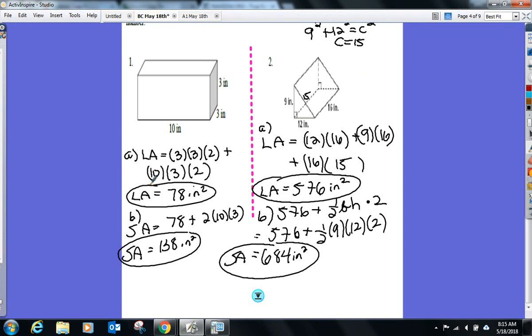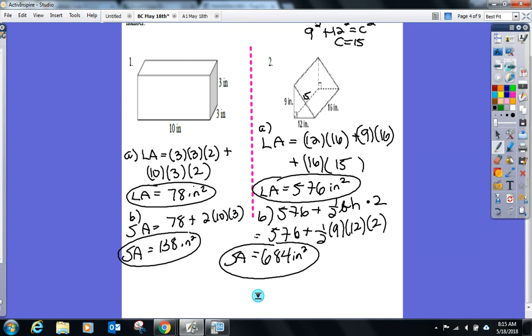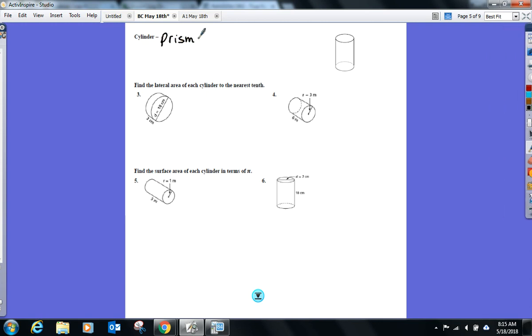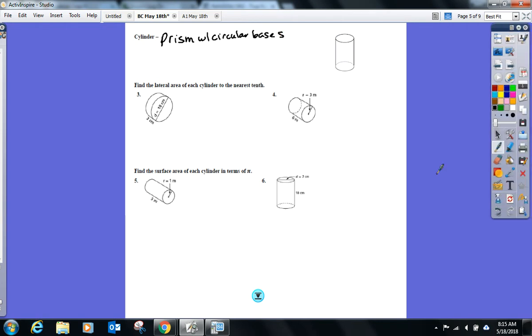Ready for a special type of prism? If the bases are circles. A prism where the bases are circular, that's a cylinder. All right? It's a prism with circular bases. And you guys are going to come up with the lateral area on your own. It's about as ghetto as it comes, but it's going to work.